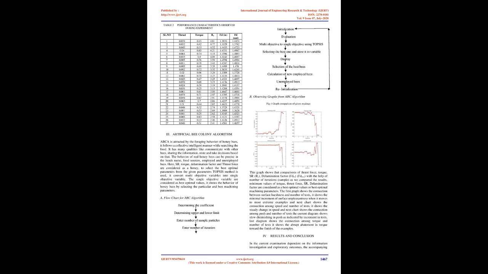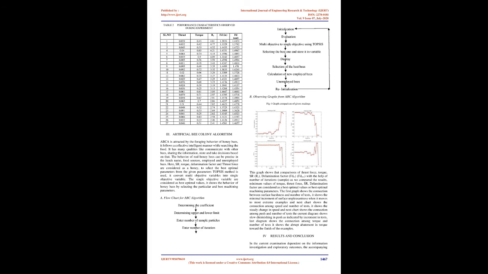Here, SR, torque, delamination factor and thrust force are considered as honey. To select the best optimal parameters from the given parameters, the Topsis method is used. It converts multi-objective variables into a single objective variable. The single objective variable is considered as the best optimal value. It shows the behavior of honeybees by selecting the particular and best machining parameters.